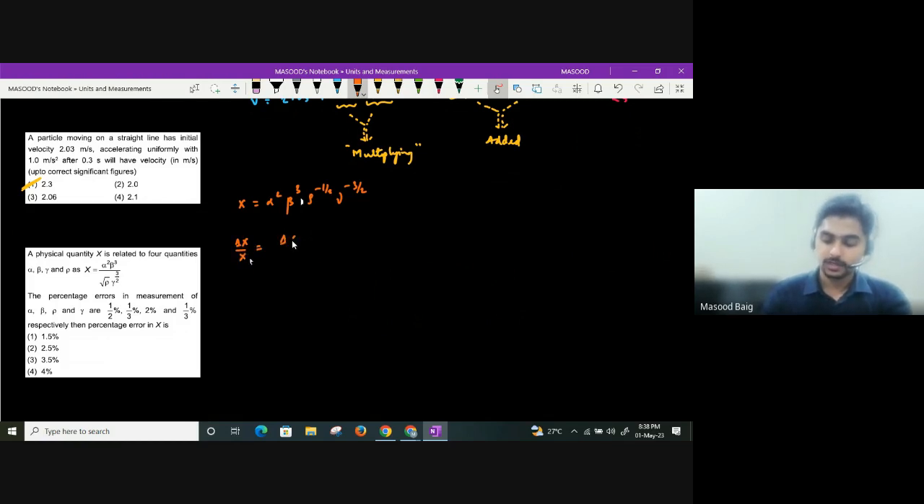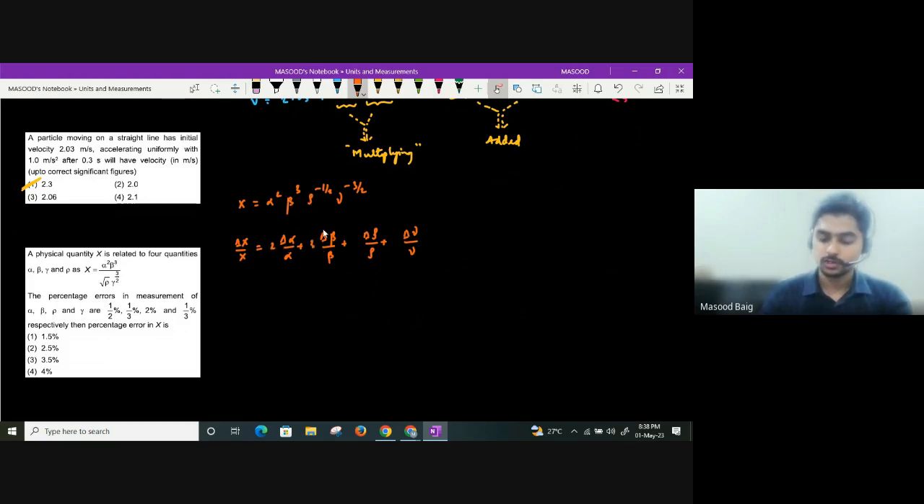What is relative error in alpha? Delta alpha by alpha. Relative error in beta? Delta beta by beta. Relative error in rho? Delta rho by rho. Relative error in gamma? Delta gamma by gamma. What should happen to errors? Should always be added. Because they're asking errors, power should become coefficients.